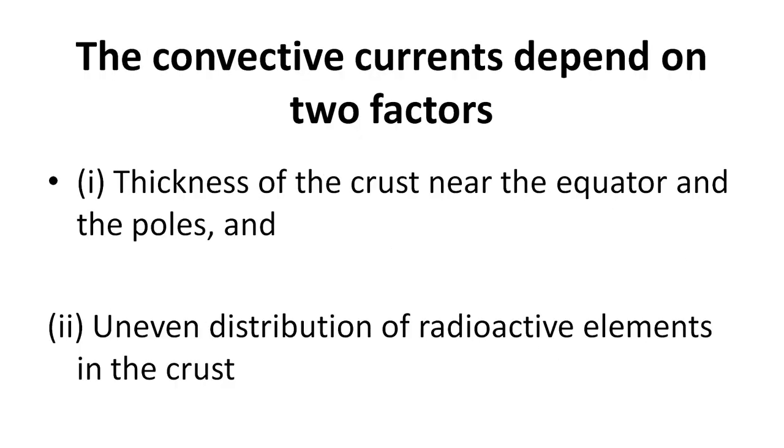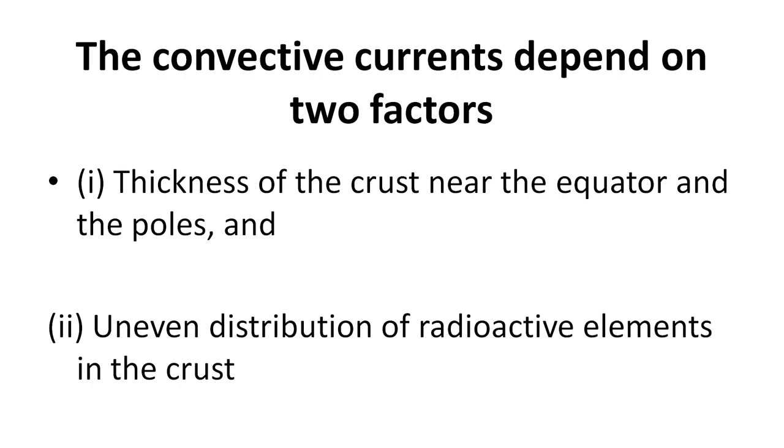The convective currents depend on two factors. First one is the thickness of the crust near the equator and the poles. So what does it mean? That means the convectional currents are ascending at the equator due to greater thickness of crust, and they are falling at the poles due to its shallow depth. And second one is uneven distribution of radioactive elements in the crust.